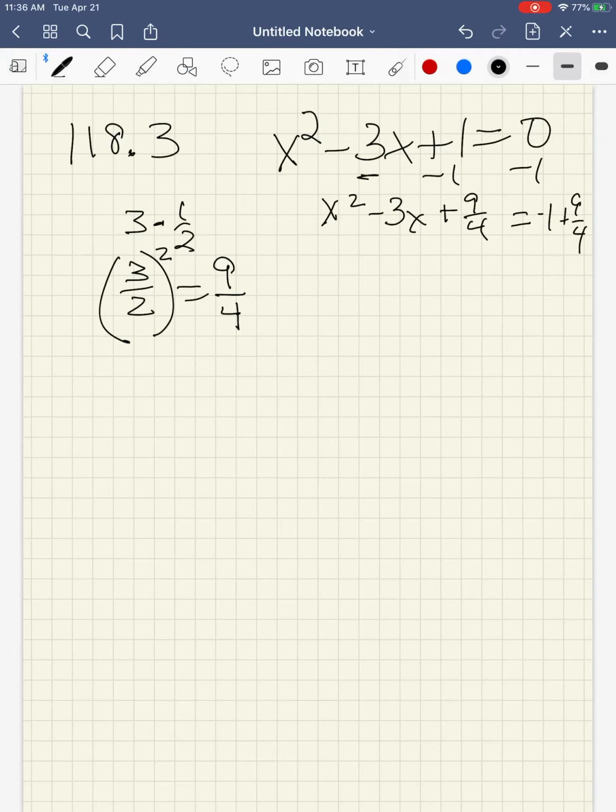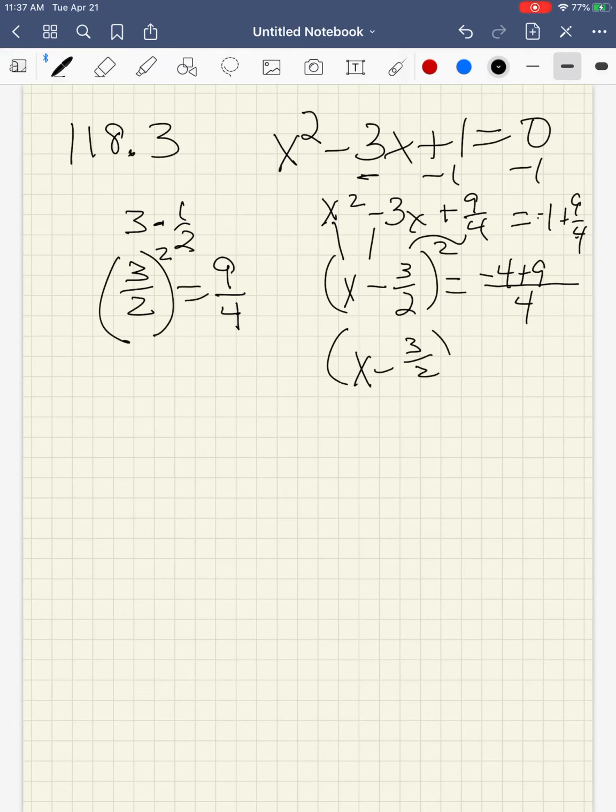We've got to write it in factored form. Okay, so remember, this is a perfect square. Square root of this goes here. This sign goes here. And the square root of 9/4 is 3/2. Okay, we get a common denominator here. That's a 4. So 4 times -1 is -4 plus 9. So that's x minus 3/2 quantity squared is equal to 5/4.